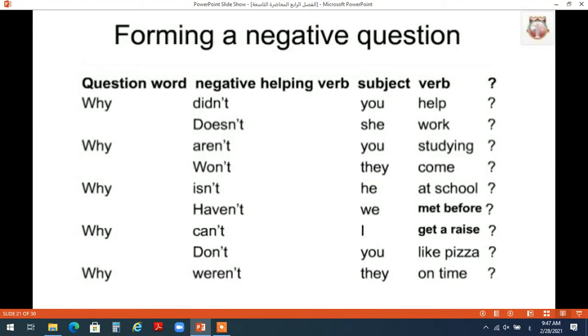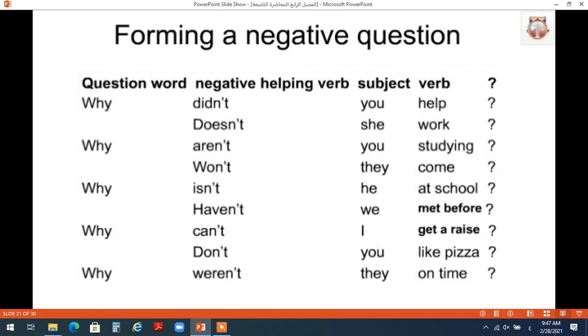This is the rule of forming a negative question. First you have the question word, for example, why. Then you have the negative helping verb or negative auxiliary verb, for example, didn't, doesn't, aren't, won't, isn't, haven't, can't, don't, weren't. Then you have the subject, for example, you, she, they, he, we, I, etc.